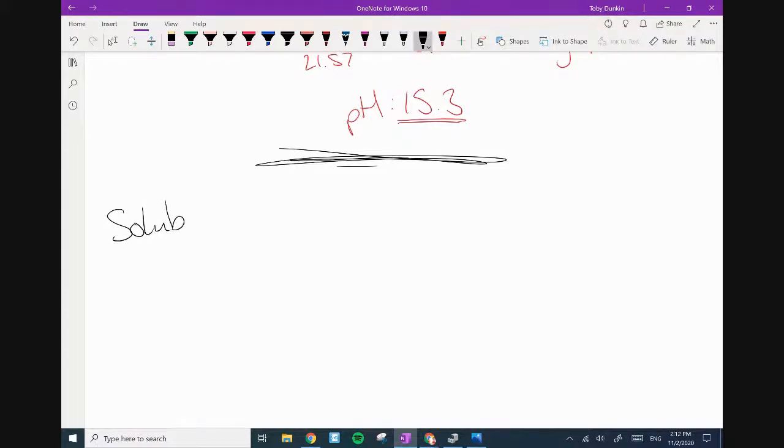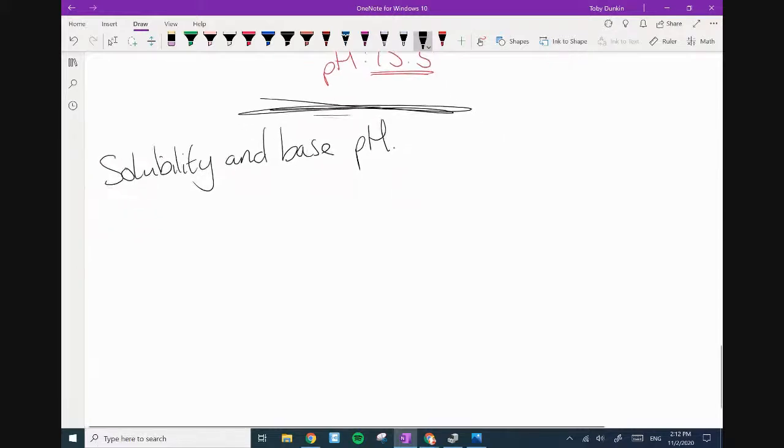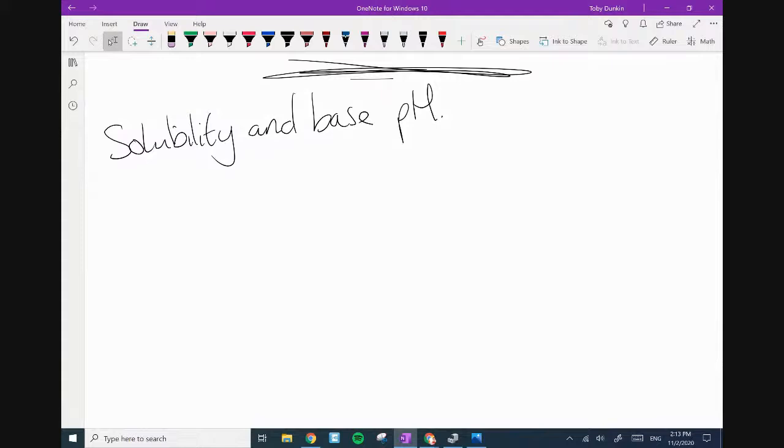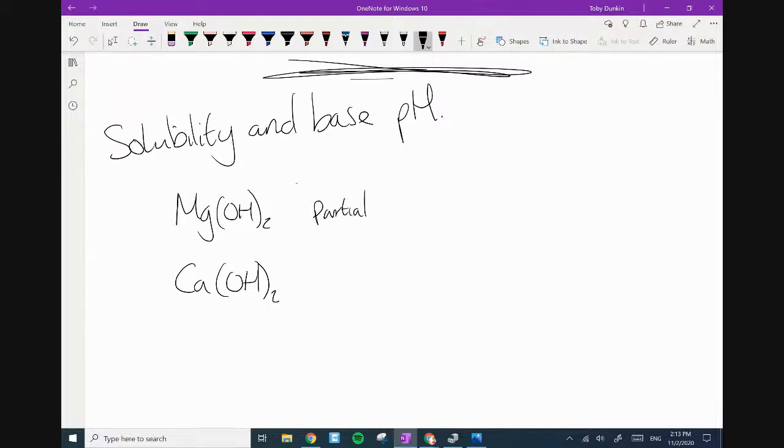Solubility and base pH. Okay. So this question has come up in all kinds of different guises over the last few years. Yeah, the main ones they seem to focus on, however, are magnesium hydroxide and calcium hydroxide. So both of these two hydroxides are partially soluble. Yeah. They're both considered to be partially soluble.